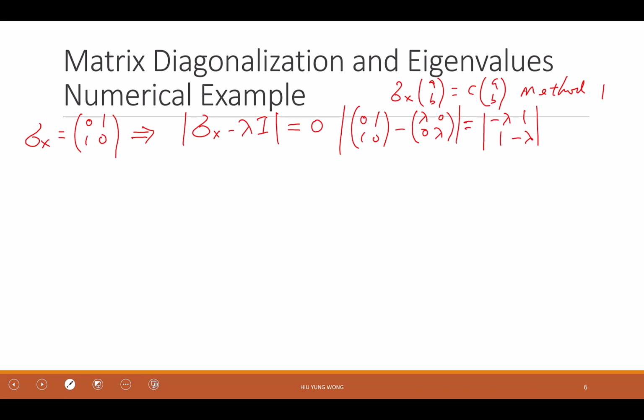And then I say, well, I want to find the determinant, so I just put the determinant symbol. For 2D, it's very easy. Multiply these two elements diagonally, and then subtract the multiplication of these two. That is the determinant. If you forgot, memorize this. This equals negative lambda times negative lambda minus 1 times 1, which is equal to lambda squared minus 1, and we say this is 0.